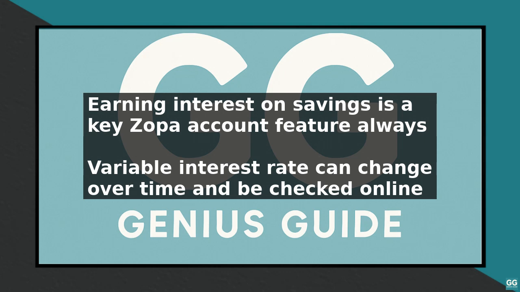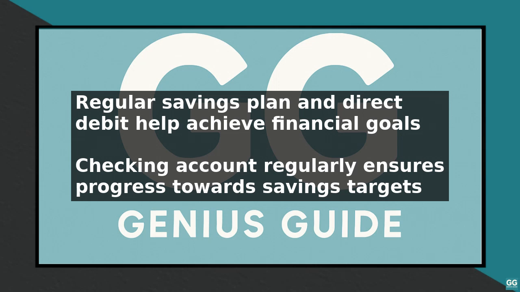To get the most out of your Zopa savings account, it is a good idea to set up a regular savings plan. This involves setting aside a fixed amount of money each month, which is then transferred into your savings account. You can set up a direct debit to make this process automatic. You should also make sure to check your account regularly to ensure that you are on track to meet your savings goals.